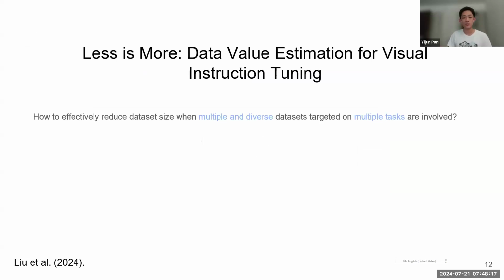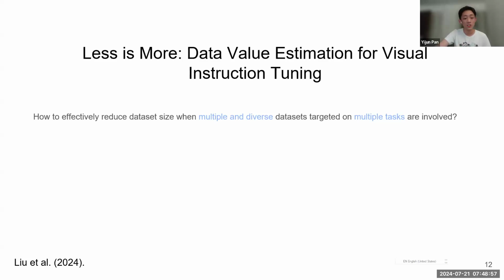If the last paper I presented focused on selecting influential data points to maintain or improve performance over specific tasks, the next paper I'm talking about, Less is More: Data Value Estimation for Visual Instruction Tuning, is placed in a more general scenario. The motivation is that when pre-training, we're not really focused on the improvement on a certain validation task. Instead, we're more focused on the general improvement of model ability.